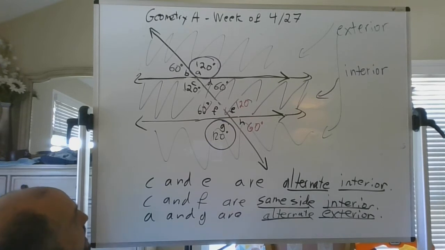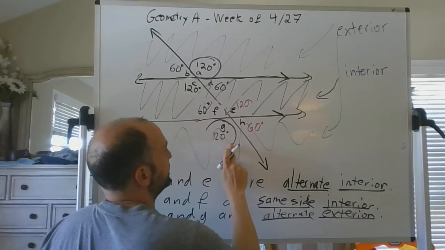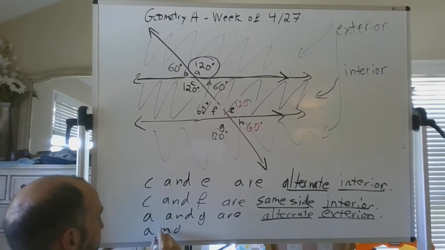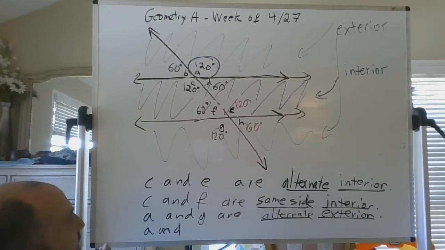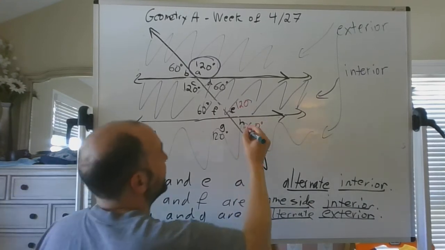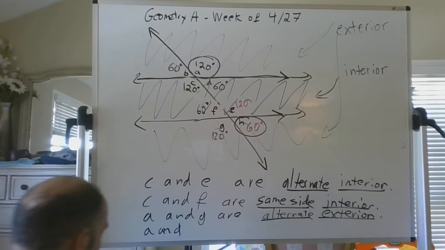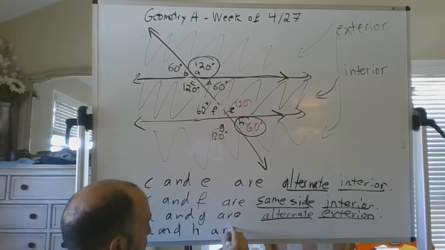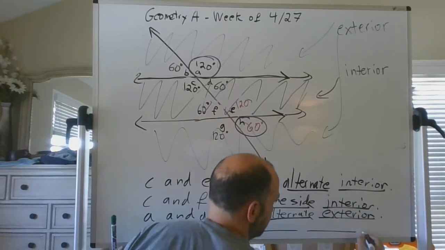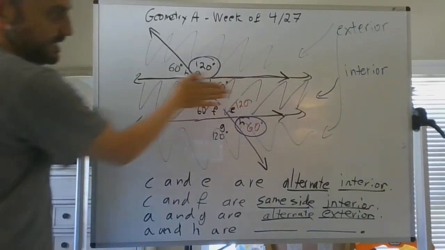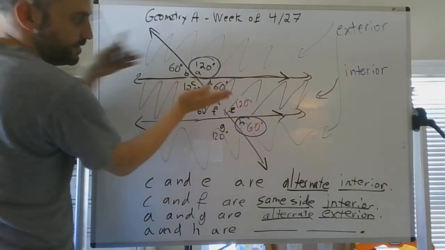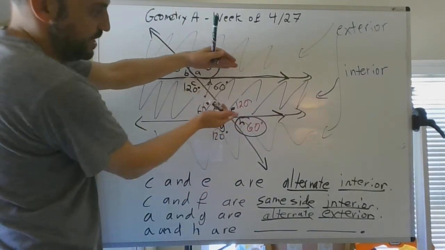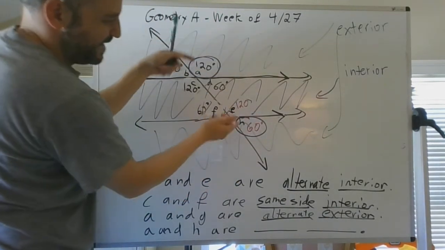Okay, and there's one more to kind of go over. And the example I'm going to do here is A and H. A and H. Okay, so let's think about A and H for a second. Are they on the interior or are they on the exterior? Well, clearly at this point you could tell A and H, they're not on this inside part here. A and H are on the outside.